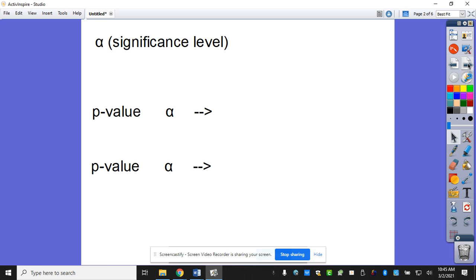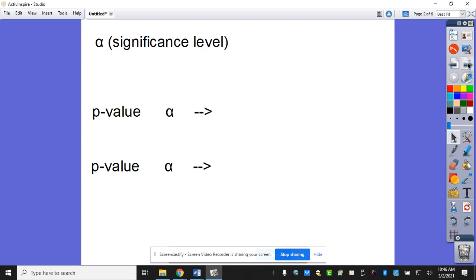So alpha is called the significance level. I haven't really called it that yet. You might just want to write somewhere that alpha is significance level. So we talked about how we can change what we decide is our cutoff for yes, we overturn it, or no, we don't. That's the alpha that we're changing.